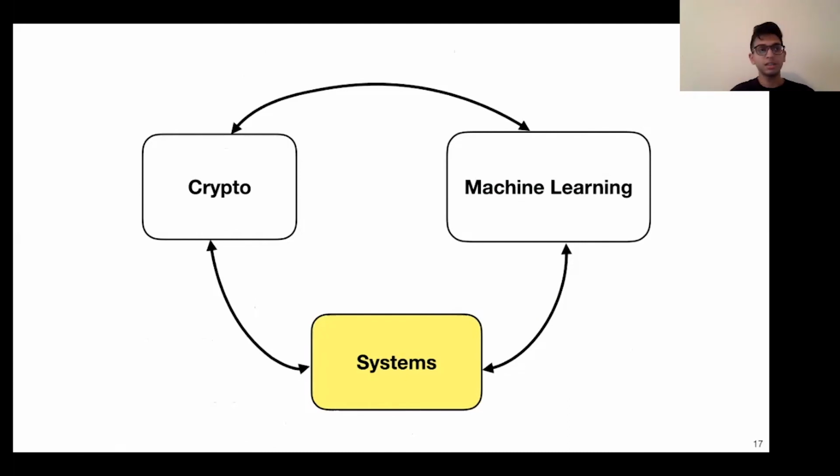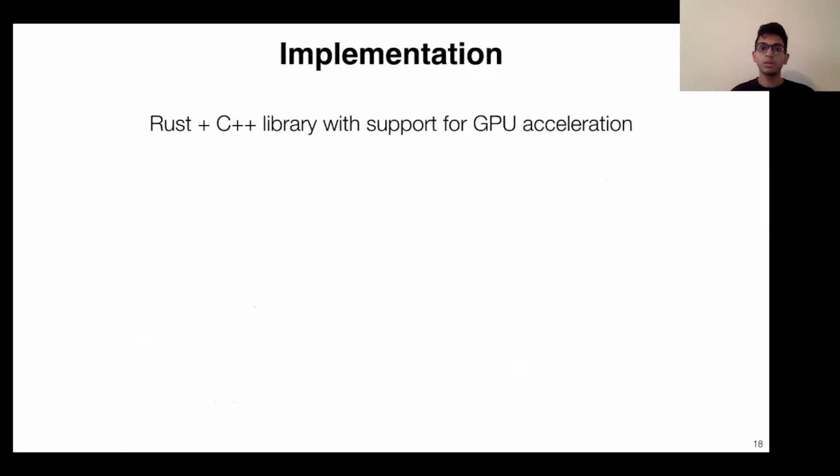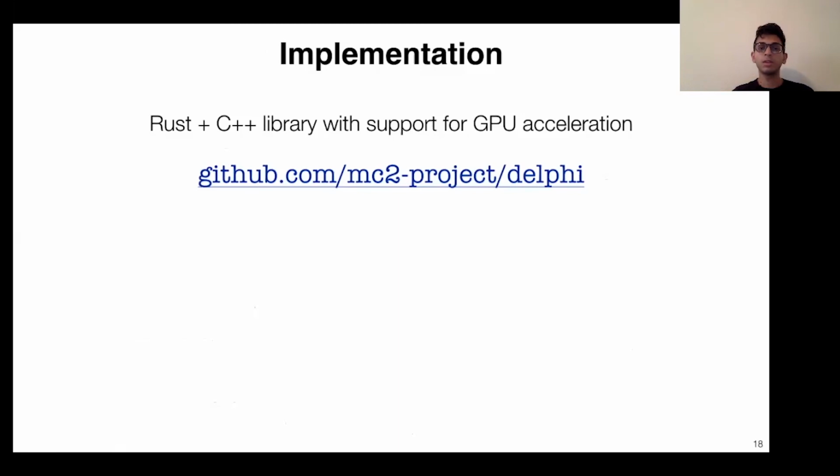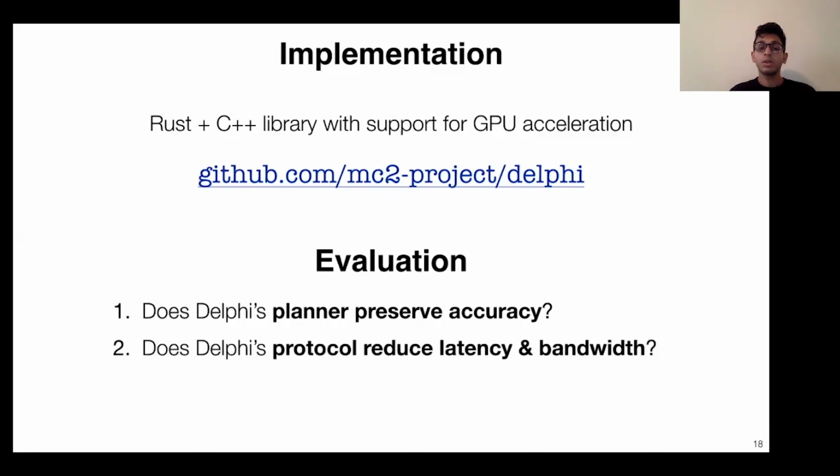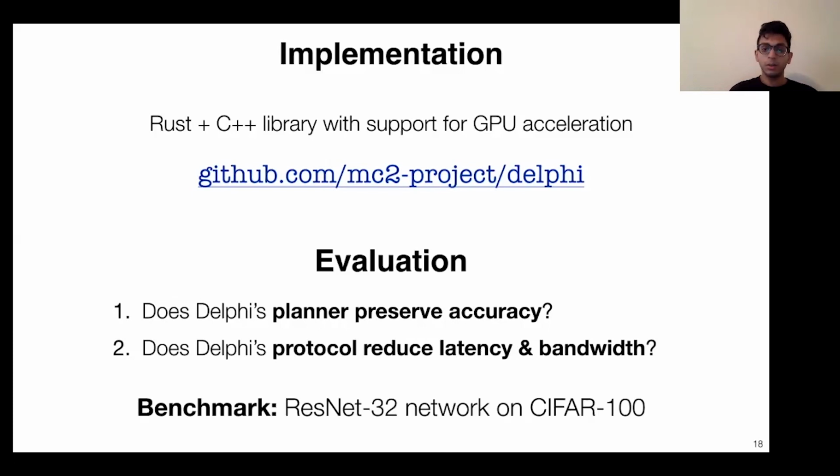Do these theoretical contributions actually result in practical improvements? So to evaluate this, we implemented a protocol. It's available online at this link. It's a Rust plus C++ library which supports GPU acceleration out of the box. And we evaluated its performance in two metrics. First, does Delphi's planner preserve accuracy? Right? Are we getting networks which have high accuracy above the threshold? And second, does Delphi's protocol, when run on these planned networks, actually reduce latency and bandwidth compared to prior state of the art? We evaluate on the deep ResNet-32 network on the moderately hard CIFAR-100 dataset. This network is deeper than any considered before in the literature.